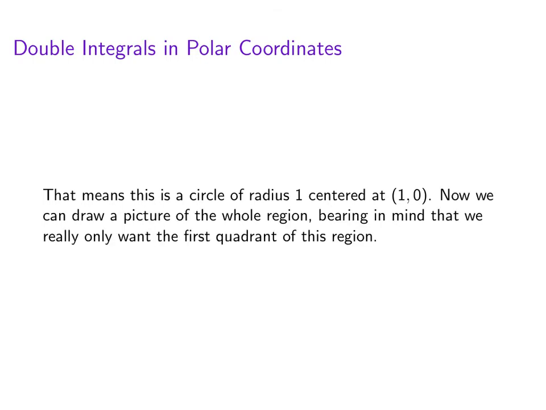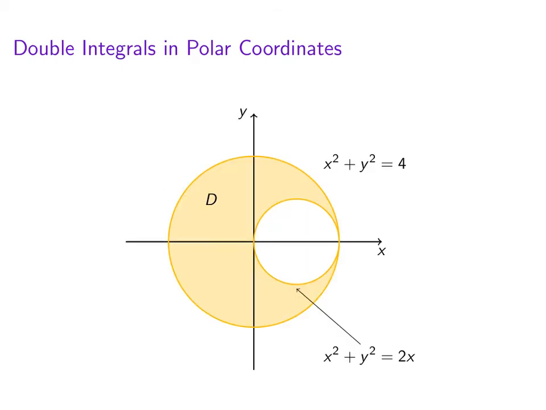So let's draw a picture of the entire region, keeping in mind that the original problem told us to just compute the integral over the first quadrant region. So here you can see the big circle, radius 2 centered at the origin. Here's a smaller circle, radius 1 centered at 1, 0. But we really just want the first quadrant region. So really the region we want is what's just in the first quadrant there. So it's kind of this funny looking shape that I'm outlining here. Just that.